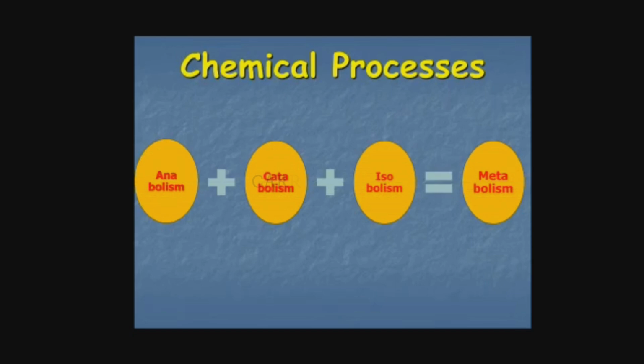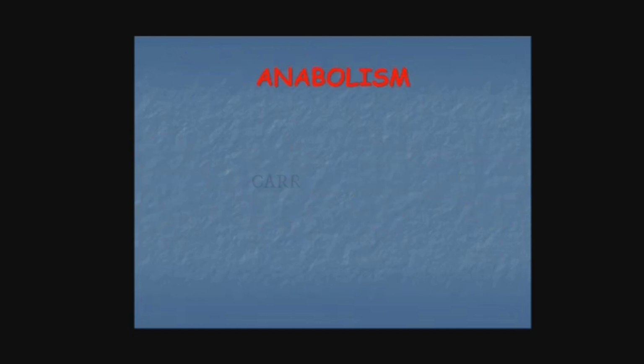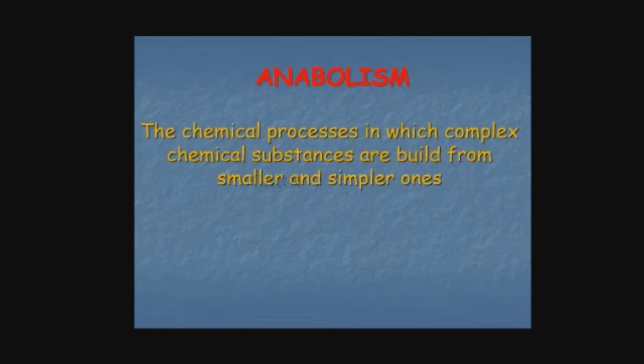So friends, we have seen the chemical reactions like anabolism, catabolism and isobolism, and the sum of all these reactions is called metabolism. Now friends, we will study these chemical reactions one by one. The first is anabolism. Friends, anabolism is the chemical process in which complex chemical substances are built from smaller and simpler ones.